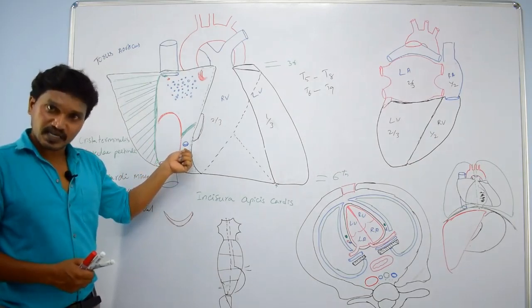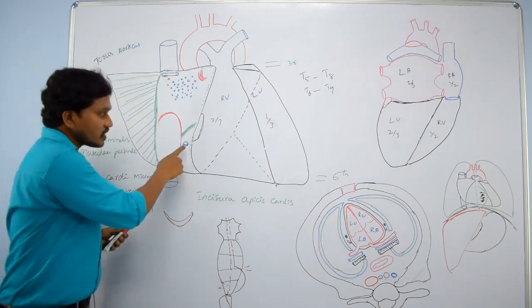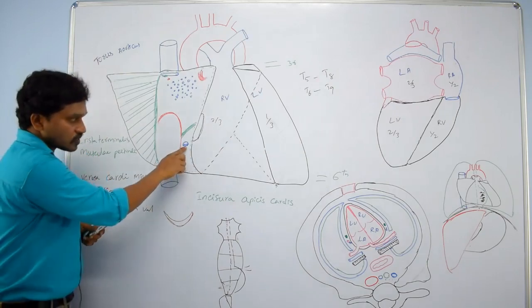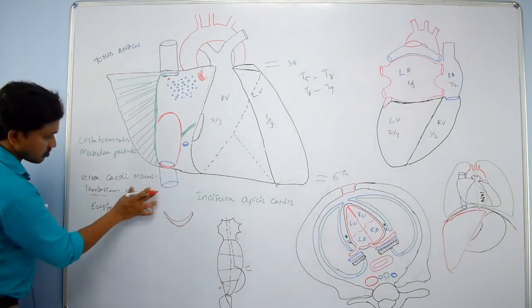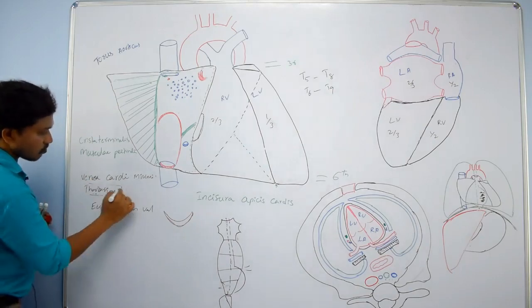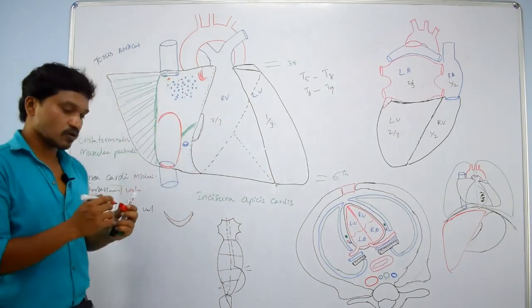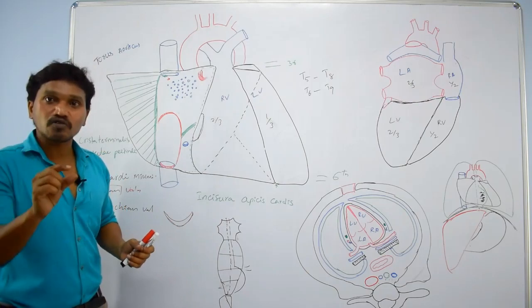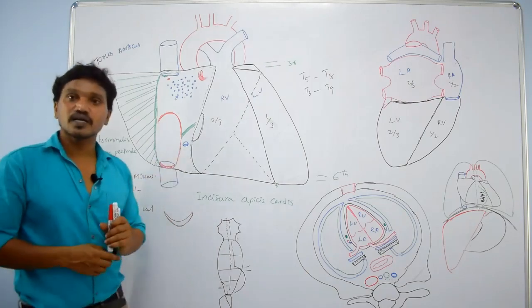Coronary sinus. It is the vein of the heart. This vein of the heart is also guarded by a valve. See this? This valve is what we call the Thebesian valve. Don't confuse Thebesian veins with the Thebesian valve. Thebesian veins means very small veins. Thebesian valve means the valve present in the coronary sinus.